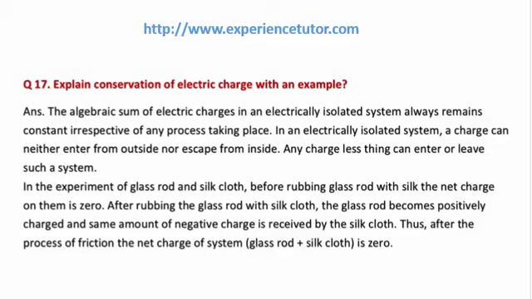In an experiment of glass rod and silk cloth, before rubbing the glass rod with silk cloth, the net charge of them is zero. After rubbing the glass rod with silk cloth, the glass rod becomes positively charged and the same amount of negative charge is received by the silk cloth. Thus, after the process of friction, the net charge of the system glass rod plus silk is zero.